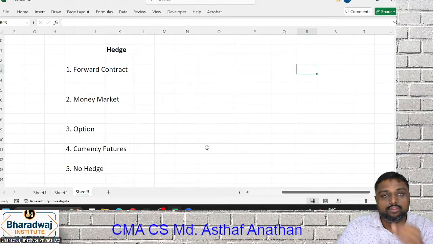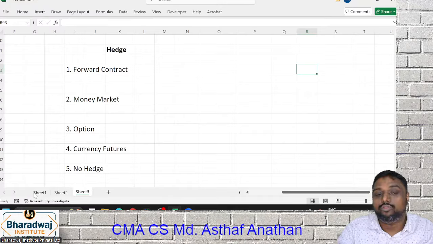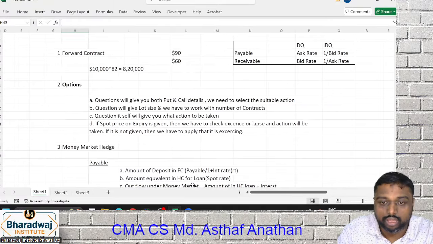So we are sharing the forward. In a forward, we can have an importer or an exporter. I am going to give you unlocking material on this hedging for your benefit.